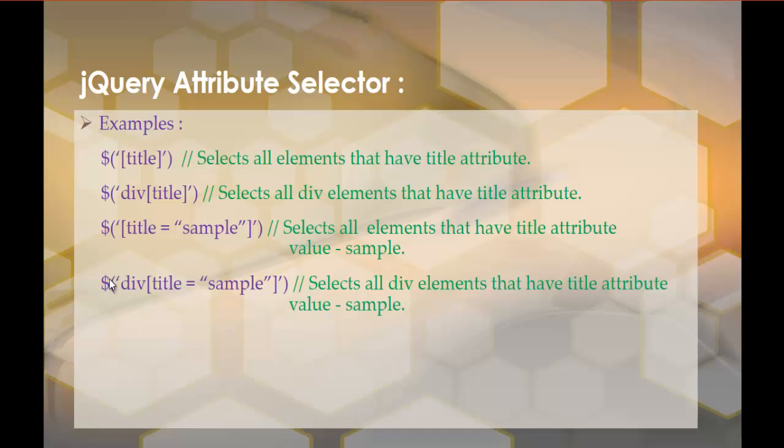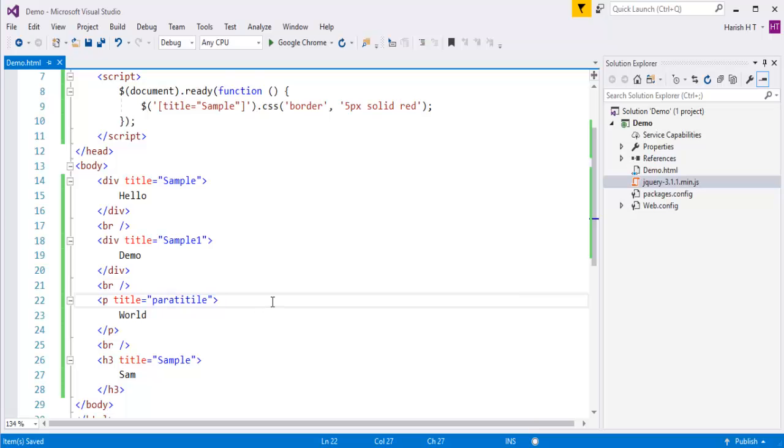So what this tells us is that within the jQuery function we are specifying the title and the value is sample, but we are specifying the extra thing here, div. So what happens here is it selects all the div elements that have the title attribute value as sample. So let me go back to my Visual Studio. What we did right now is we selected all the elements present here which have the title attribute and the value as sample. So we got two of them with the title value sample.